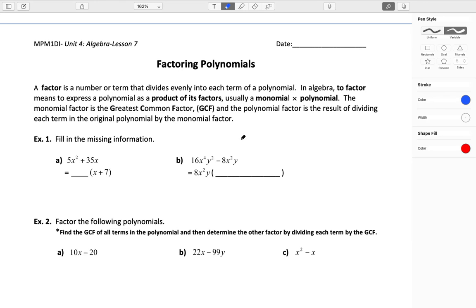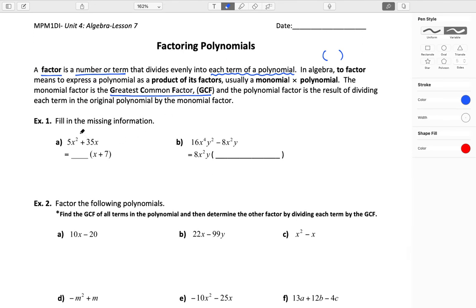Now lastly, for lesson number 7, it's about factoring. A factor is a number or a term that divides evenly into each term of a polynomial. So when the question says factor, you want to put it in the brackets. That's our goal. You want to start off by finding the greatest common factor for both the number and the variable. So again, let's try it.